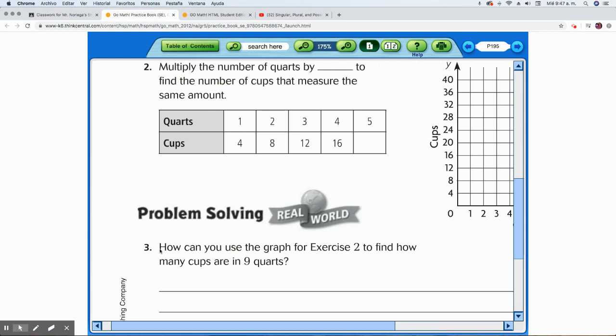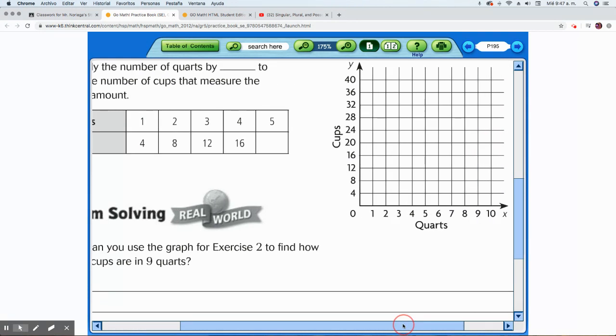So what you basically have to write here is: I can draw a line from the x-axis starting at 9. I can draw a line going up to touch the line segment. When that happens, I can move my pencil and draw a horizontal line to the y-axis to find how many cups are in 9 quarts. And of course you need to tell me how many cups are in 9 quarts, which is number 4. You're going to write the answer right here for number 4.